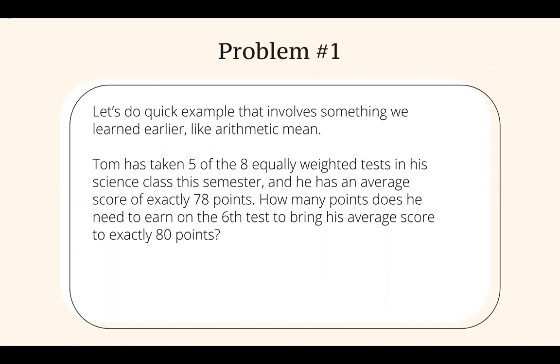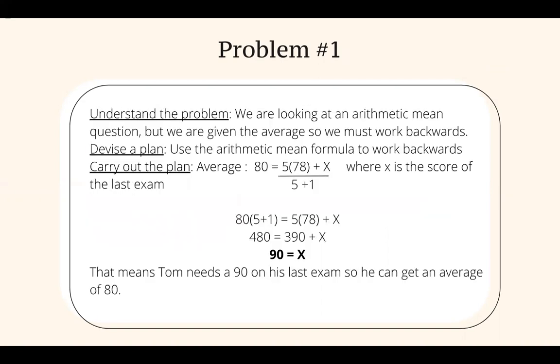Tom has taken 5 of the 8 equally weighted tests in his science class this semester, and he has an average score of exactly 78 points. How many points does he need to earn on the sixth test to bring his average score to exactly 80 points? Using the four-step process we outlined, let's go through and solve this problem.